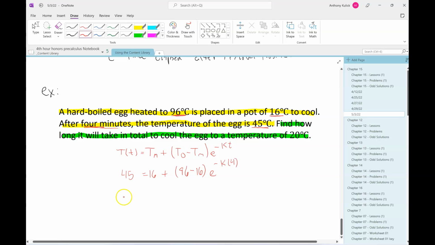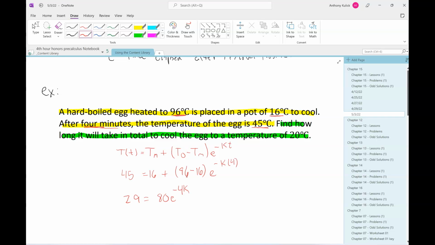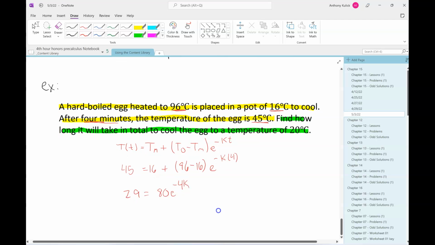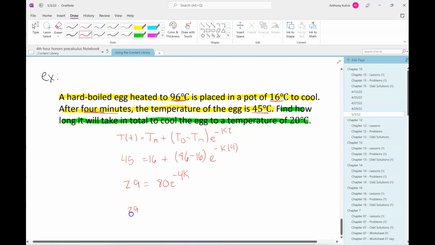Excellent. Subtract 16. And then 96 minus 16 is 80. So I'm just going to go ahead and write that in the more convenient form. Next, what do I do? Divide by 80. Yeah, we got to get that exponential piece by itself. So let's get that 80 out of there.